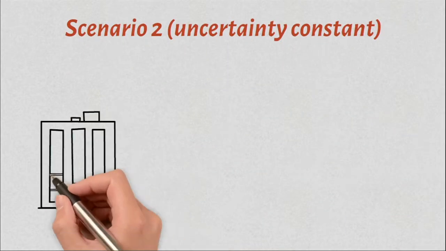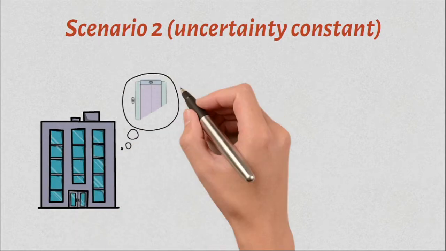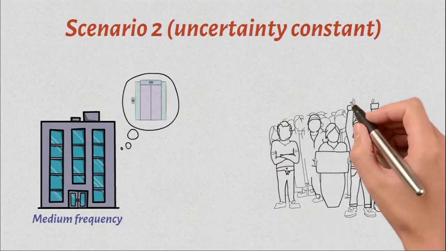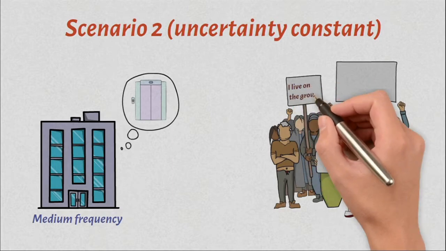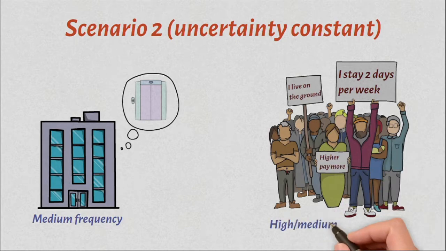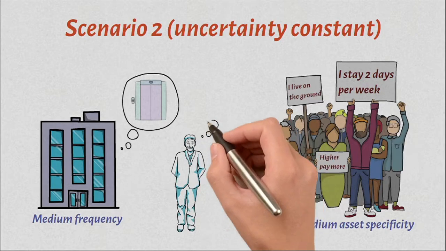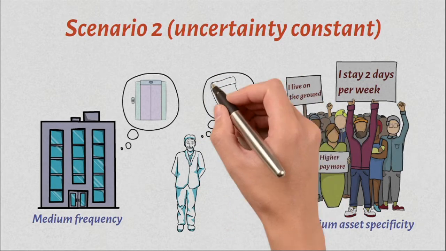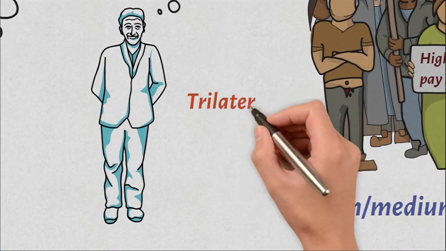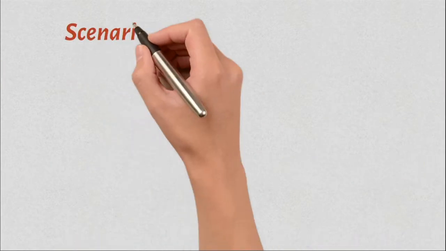Now let's look at trilateral governance. For example, the installation of a new lift in a commercial building. There are 3 parties involved in this scenario. Party 1, the building owner. Party 2, the business owners on each floor. And the third party, the lift provider. Adding a new party into the mix has created more uncertainty due to the involvement of more parties. And due to less frequency, this would increase risk, which would mean higher transaction costs.